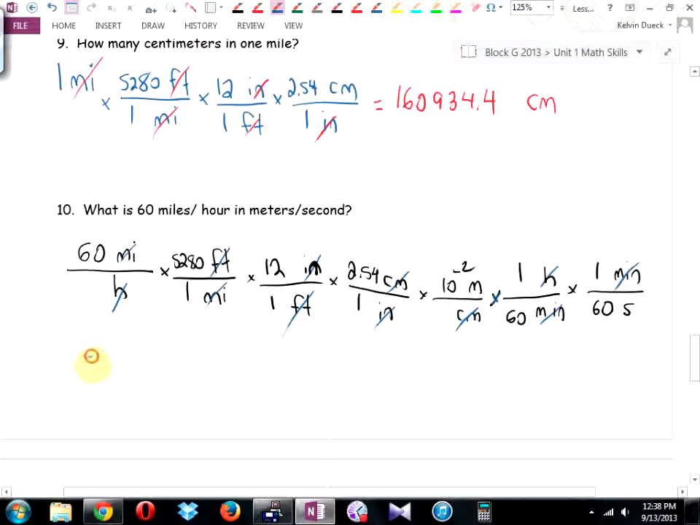What'd you get, Rob? 26 point. We'll go to 3 sig figs. I don't know what to round off to. We'll go to 3 sig figs. Units, Rob, my friend. Meters per second. Is it 26.8? I didn't double check. Yes. Okay. Sounds right. I know it's roughly half.